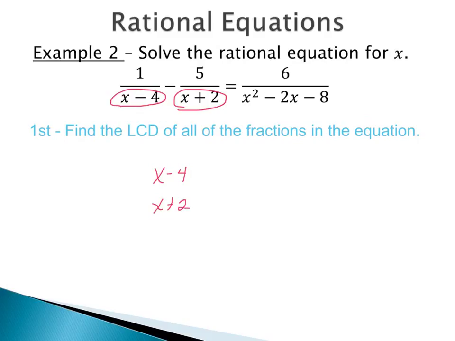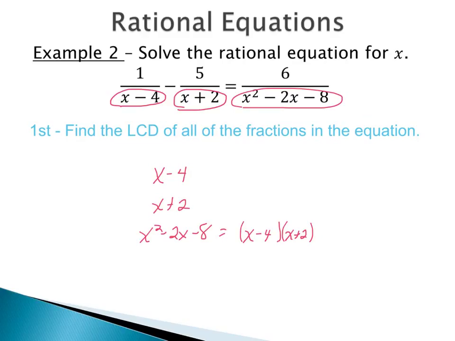That's going to stay. But our last denominator, this x squared minus 2x minus 8, I can factor that. So we would find what multiplies to the last and adds to the middle. So we want what multiplies to negative 8, adds to negative 2, which would just be a negative 4 and a positive 2, which means that we can factor this into x minus 4 and x plus 2.